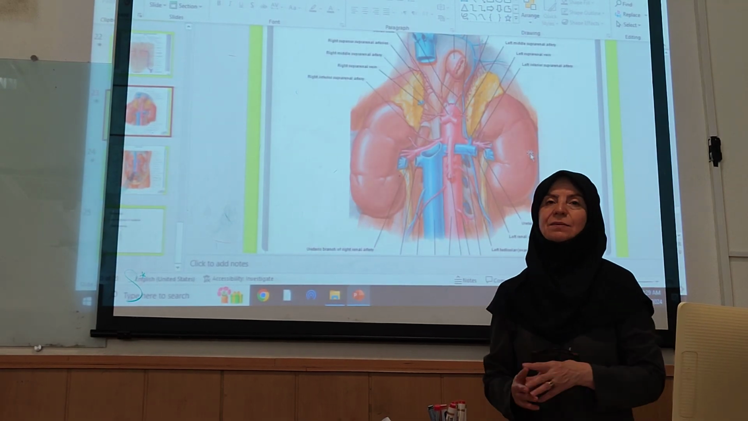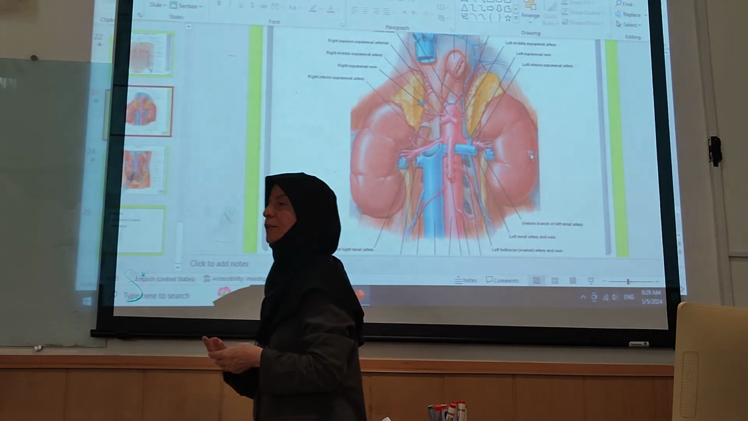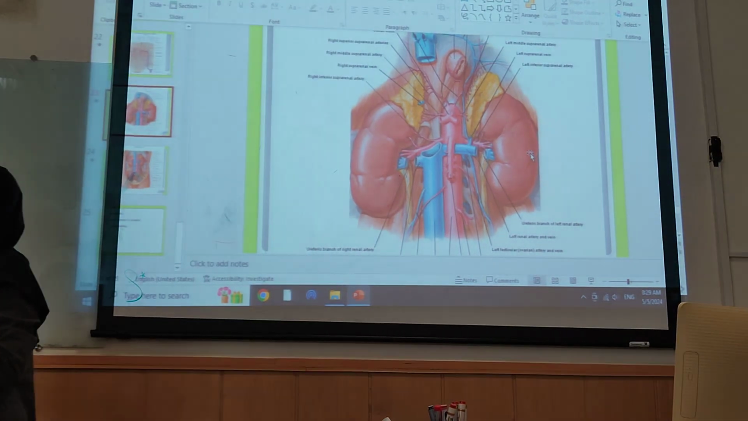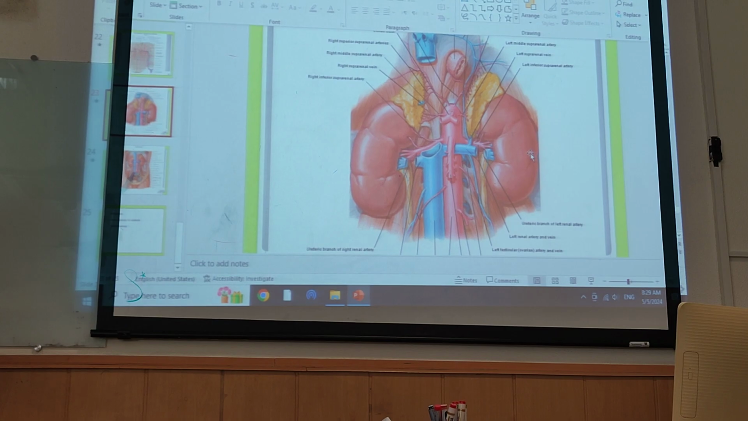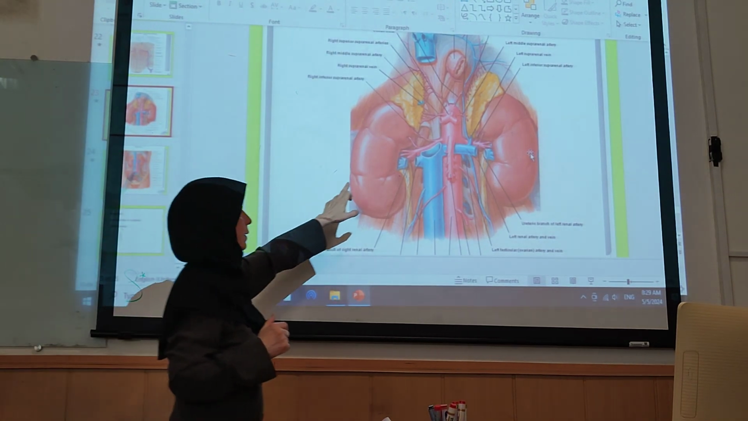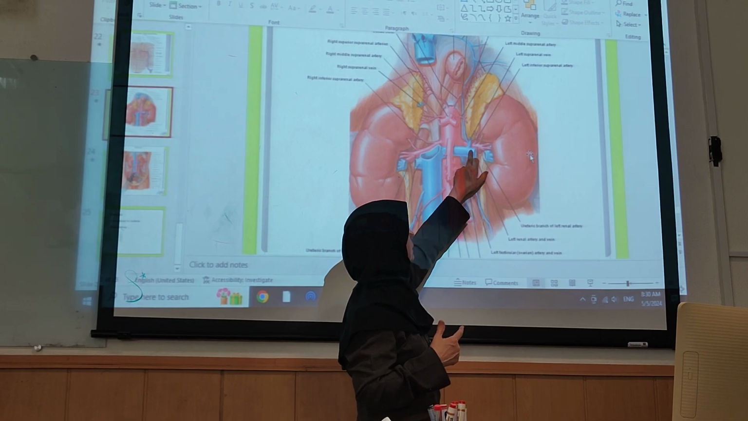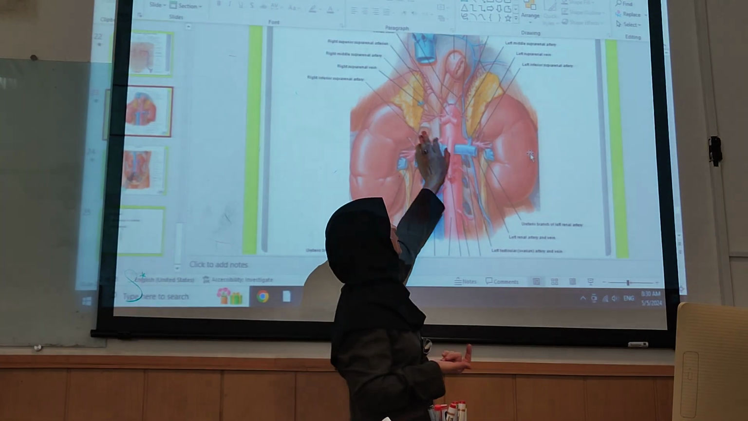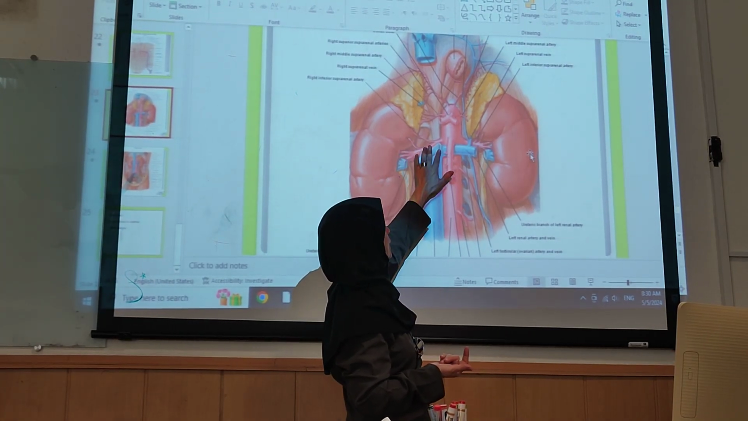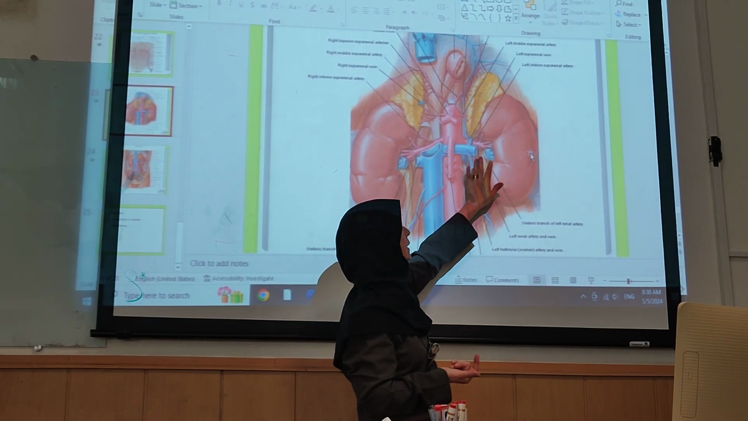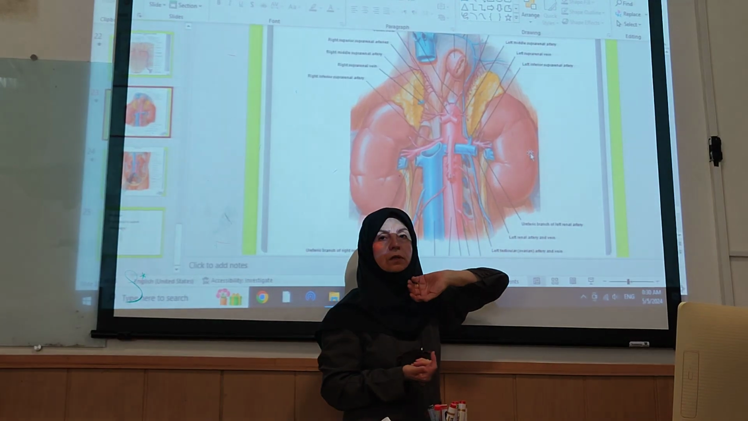Now about this picture, according to this picture, you can remember and get in your mind which of the renal artery and which of the renal vein are longer. Which of them is longer? The right renal artery is longer, but the left renal vein is longer, because the right vein is near the vena cava inferior and the left vein is near the abdominal artery.